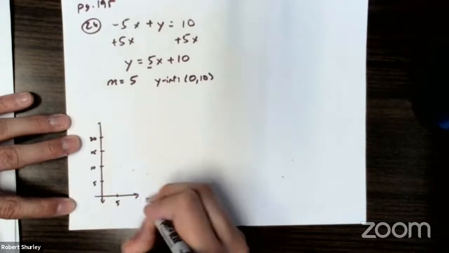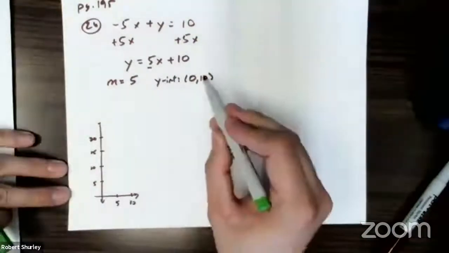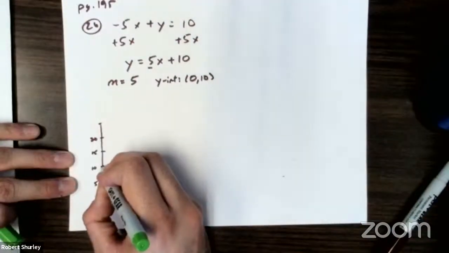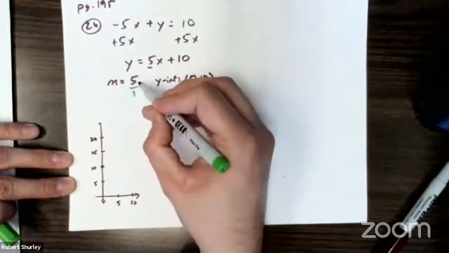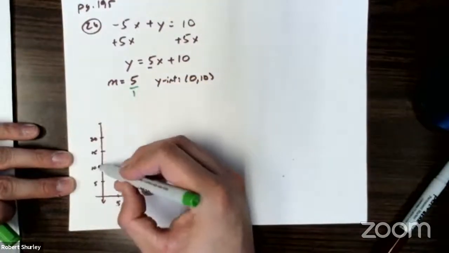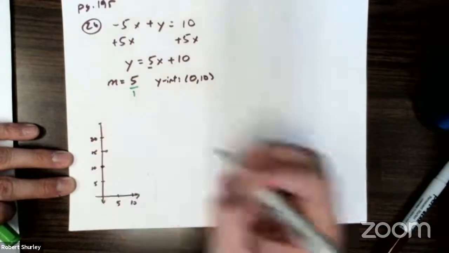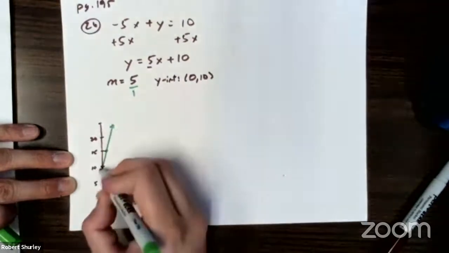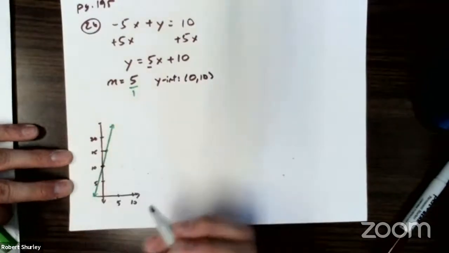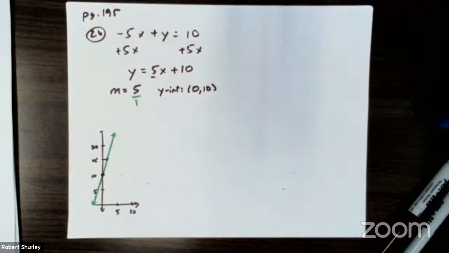There's 5, 10. So my y-intercept is at 10, right? And then now think of this, remember it's 5 over 1. So I'm going to rise 5. So from 10, I'm going to go to 15, but then I'm going to go over 1. So I'm barely over there, right? My line looks something like that, very steep. Okay, very steep. Pretty cool. That's a good example.